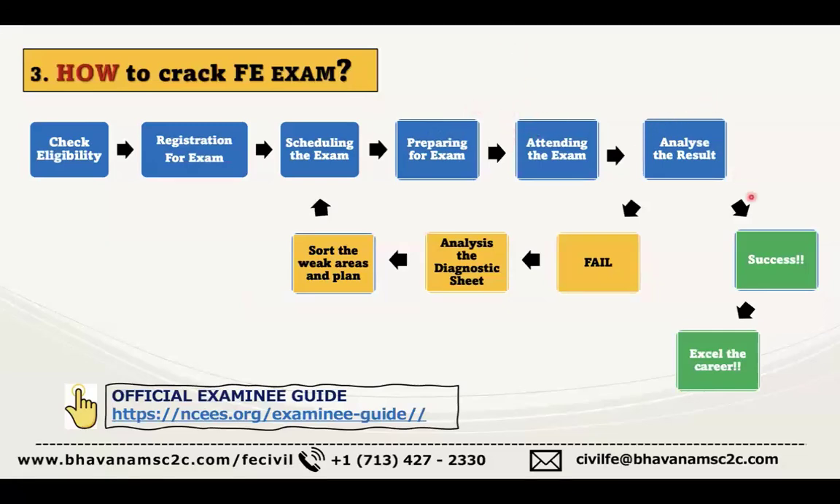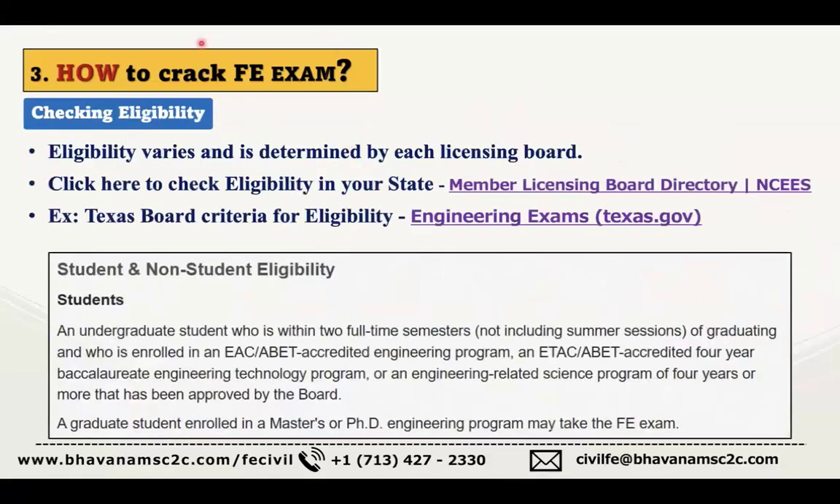Then analyze the exam. If it is a success, we are very happy for you, and you are very happy. And if you failed, no need to worry. You will get a diagnostic sheet from NCEES. After seeing that, you will come to know what your weak areas are. Once you know the weak areas, reschedule the exam again. Definitely, we will help you there again. You will crack it, and you will get the FE certification.